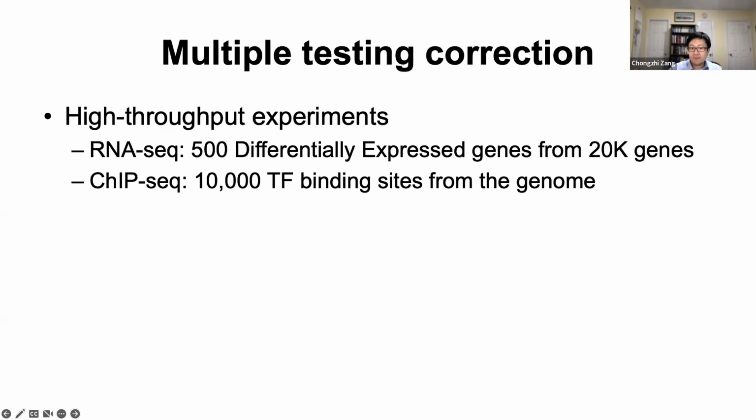So for example, in RNA-seq experiments, we can identify hundreds of differentially expressed genes from 20,000 genes in, say, the human or mouse genome. For ChIP-seq experiments, we can observe maybe over 10,000 peaks or transcription factor binding sites from the genome. So for every differentially expressed gene or every peak from ChIP-seq, there will be a p-value.